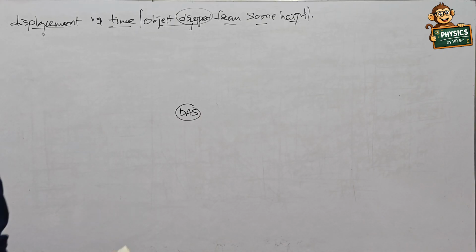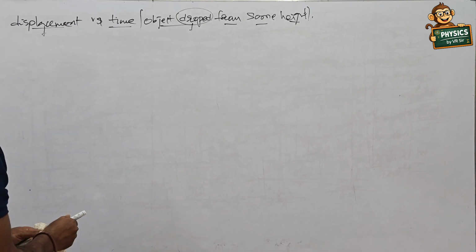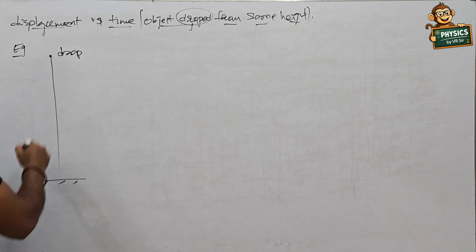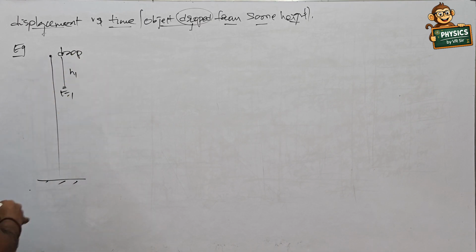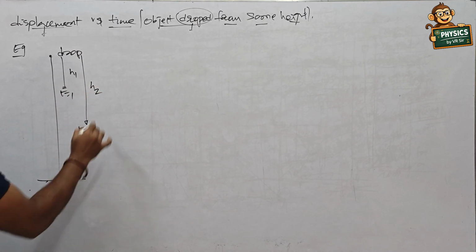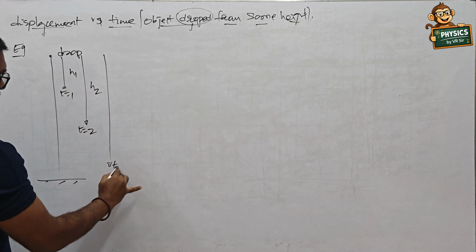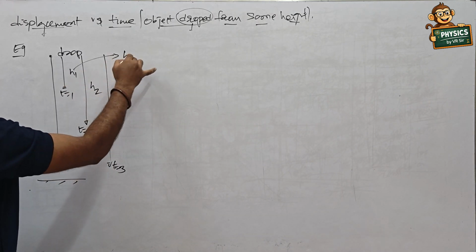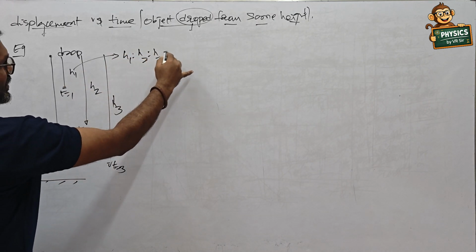So the next point is the next example. It's a drop from some height. At t equal to 1 second it has fallen a depth h1, at t equal to 2 seconds it has fallen a depth h2, and at t equal to 3 seconds it has fallen a depth h3. They are asking what is the ratio of h1 to h2 to h3.